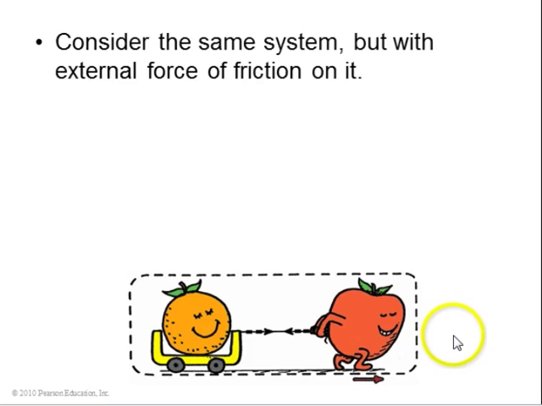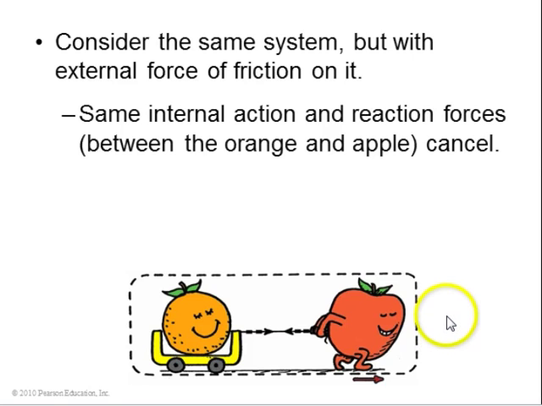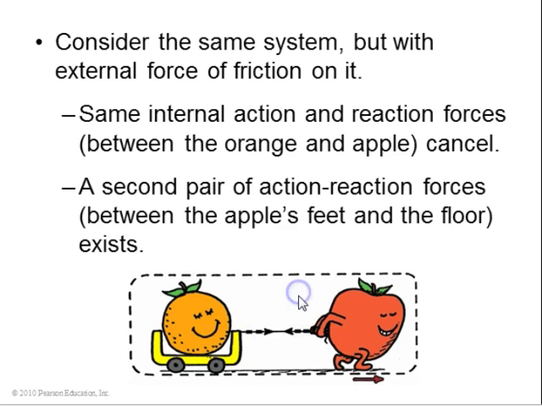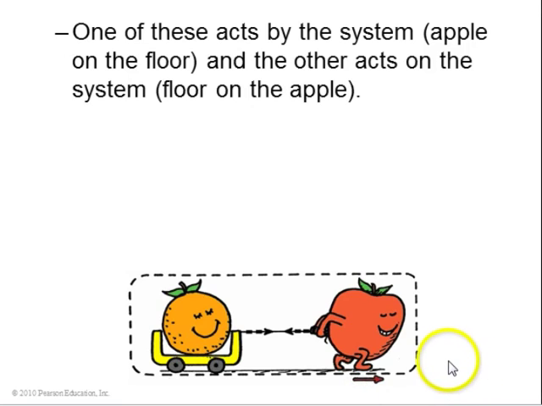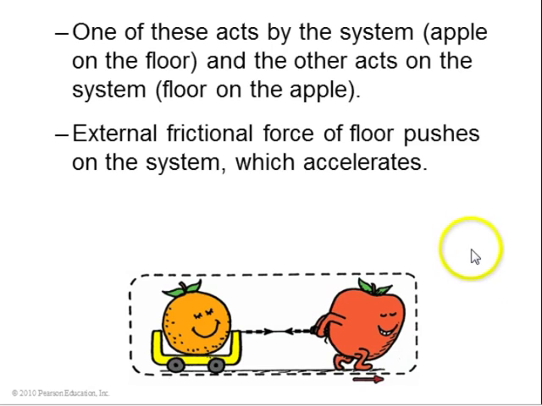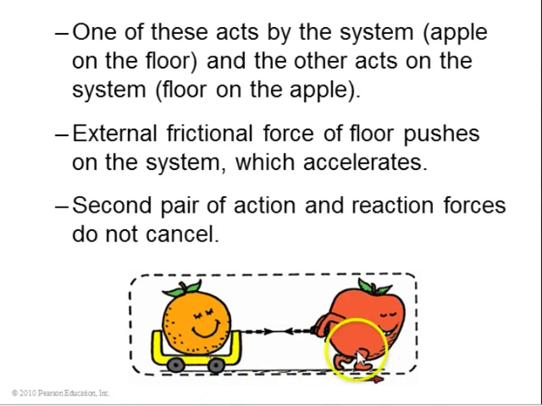So consider the same system, but now there's an external force of friction on it. So there's the same internal action and reaction forces between the orange and the apple, but there's another pair of action-reaction forces between the apple's feet and the floor. So one of these acts by the system, the apple acts on the floor, and that's a backwards force, but the other acts on the system. The floor acts with a forward force on the apple. And it's this external frictional force that pushes this whole system and causes them both to move towards the right. So the second pair of action and reaction forces do not cancel.